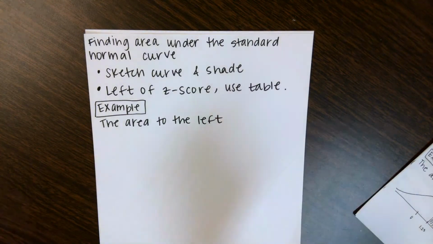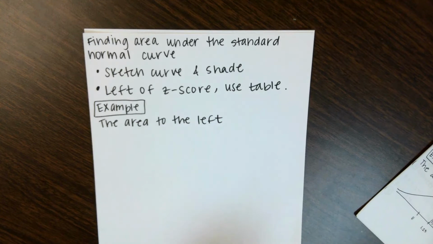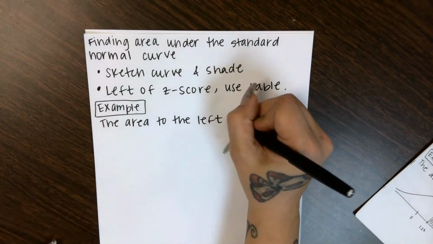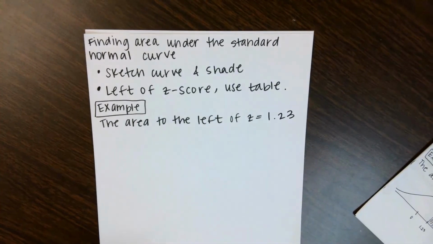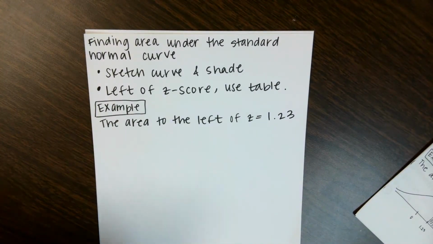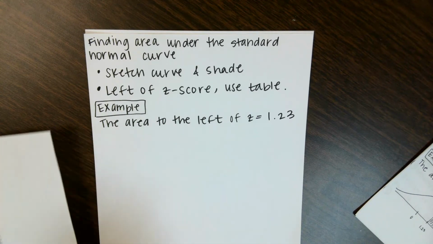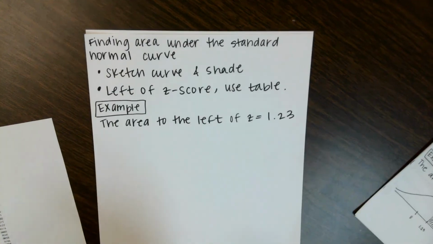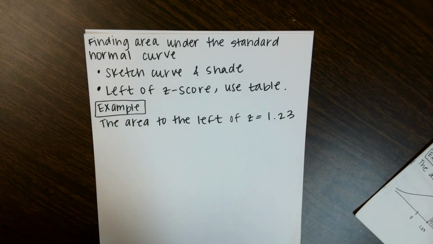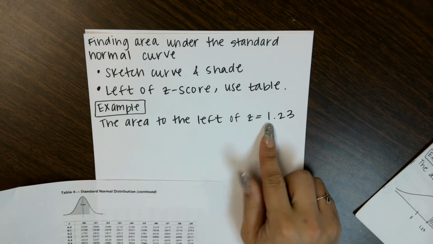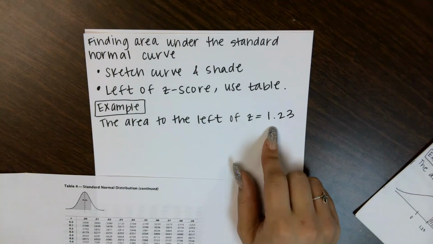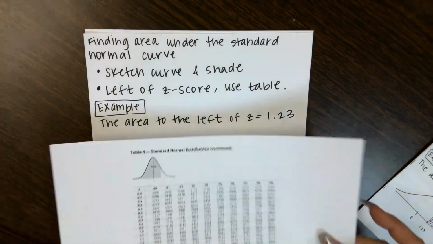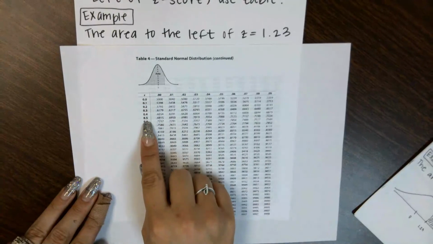So you're going to use the fact that it says you're finding area, and you're to the left of z equals 1.23. What did it say to do whenever we're to the left? Use the table. So here's the table, the standard normal distribution. Our z-score is a positive 1.23. You grab your table and you look at the positive z-scores.